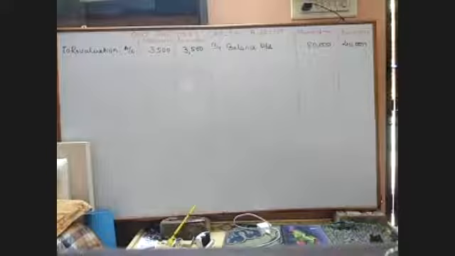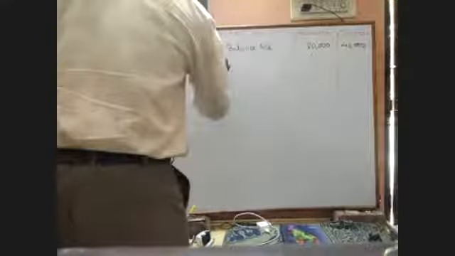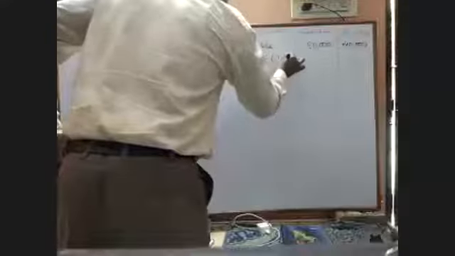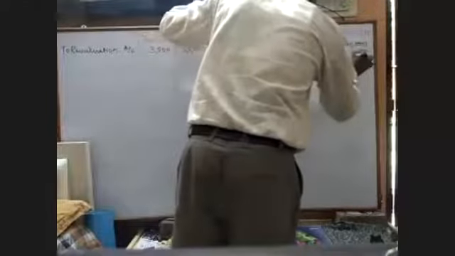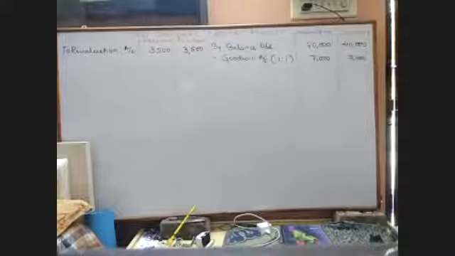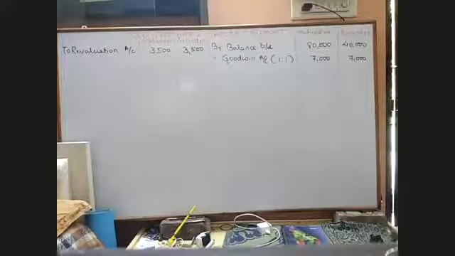Next is goodwill by, and the ratio is 1:1. It is 7,000 and 7,000, because the total goodwill is 14,000 and it should be distributed equally. So it becomes 7,000 and 7,000.